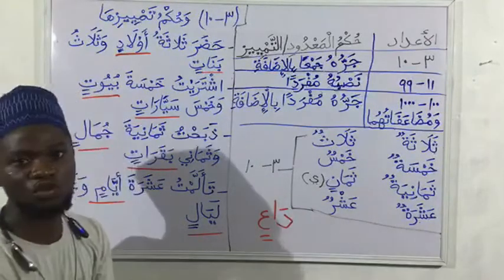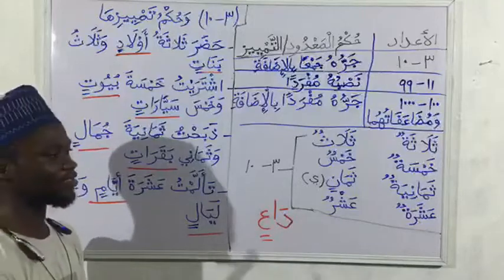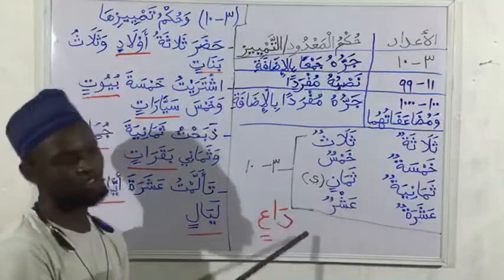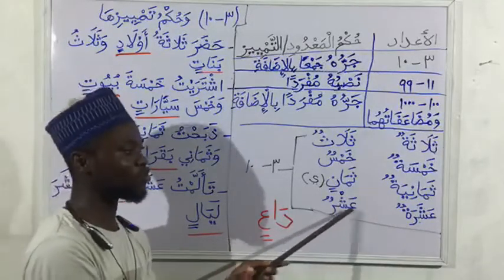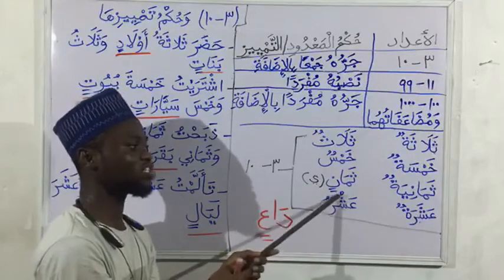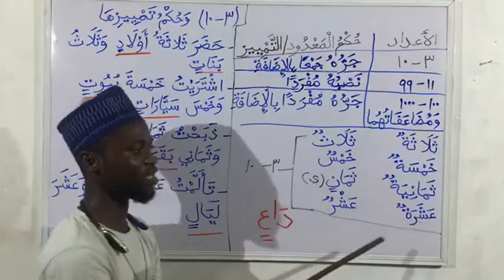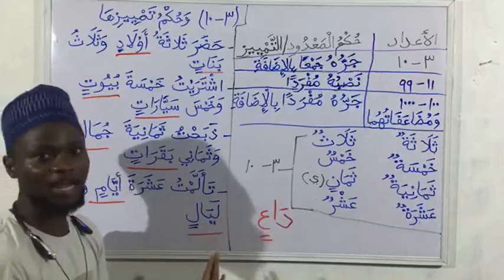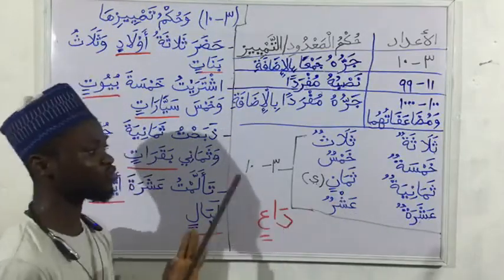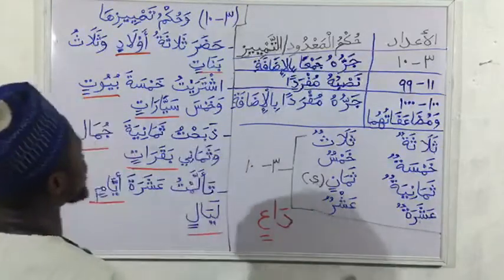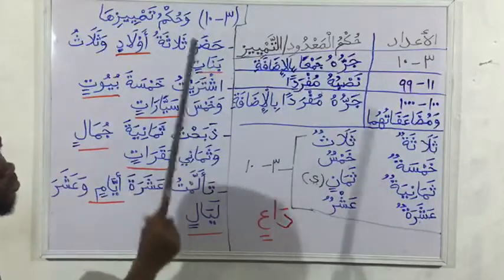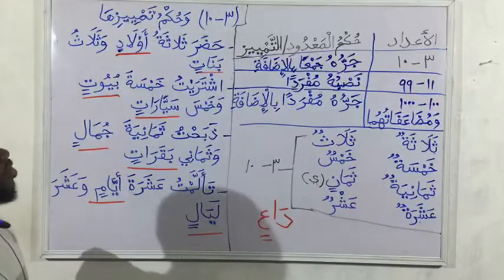Then tis'atun, tis'un, 9. Then asharatun, ashrun. So you can note the difference here too. The shin is taking sukun here, where it was taking fatha here. So for new learners, you can take this ashrun as the masculine form of asharatun. So those are the numbers from 3 to 10.